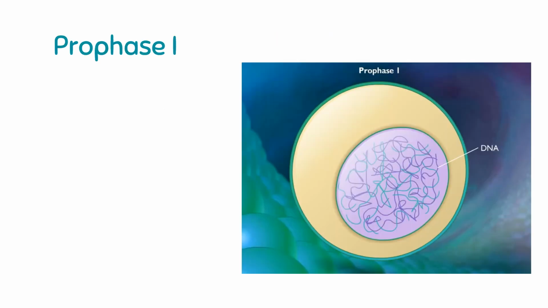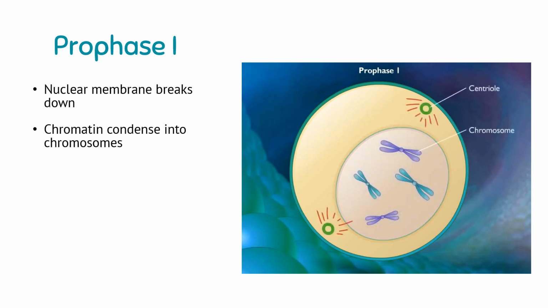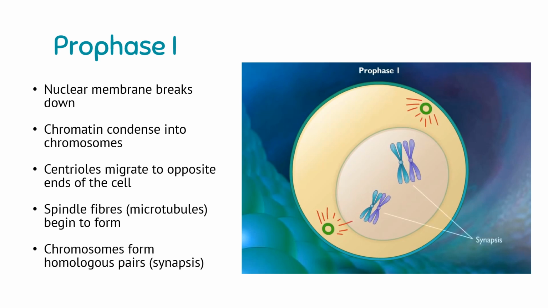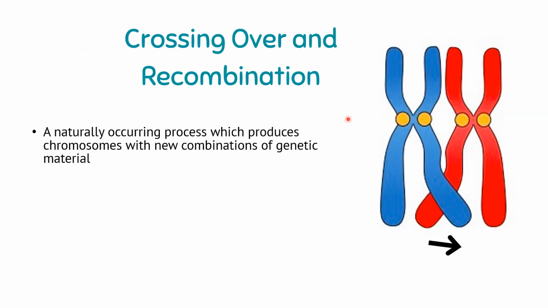So the first stage is prophase 1. So we have the nuclear membrane breaking down, the chromatin is condensing into chromosomes, centrioles migrate to opposite ends of the cells, the spindle fibers form, and the chromosomes form homologous pairs, which you can see right now, and they undergo crossing over. So crossing over is a naturally occurring process which produces chromosomes with new combinations of genetic material.